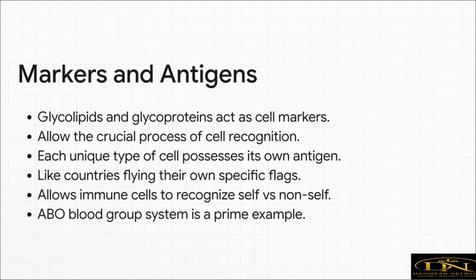A classic, real-world example of this is the ABO blood group system. The differences between blood types are completely based on tiny variations in the carbohydrate portions of these exact surface antigens.